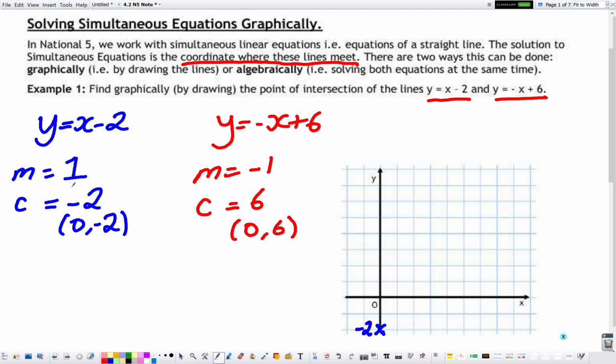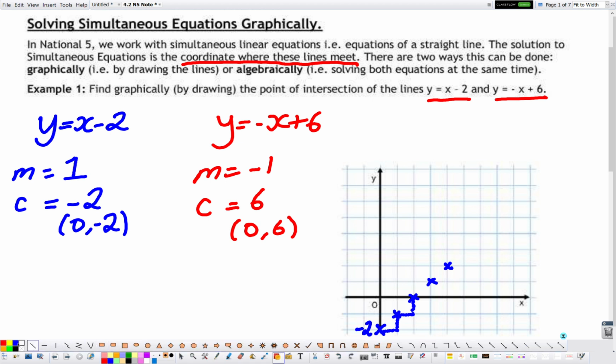Gradient of 1 means every time I go along one box I go up one box. So that would be my next point there. Then I would go along another box and up another box. That's what a gradient of 1 means, along one, up one. You can keep on doing that a few times, along one, up one, along one, up one. And then you should be able to draw a nice straight line, joining them. You can extend it on a bit.